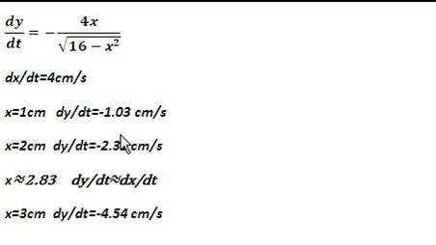So it looks like it's speeding up. Remember, the negative tells you the direction that your dy over dt is going towards, and it's heading towards the x-axis in this particular case.